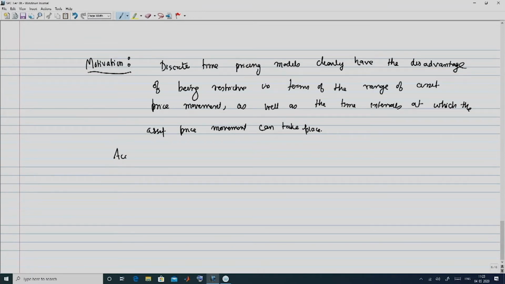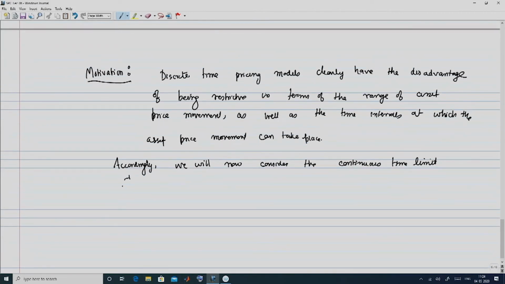Okay, so, accordingly, we will now consider the continuous time limit of the binomial model.